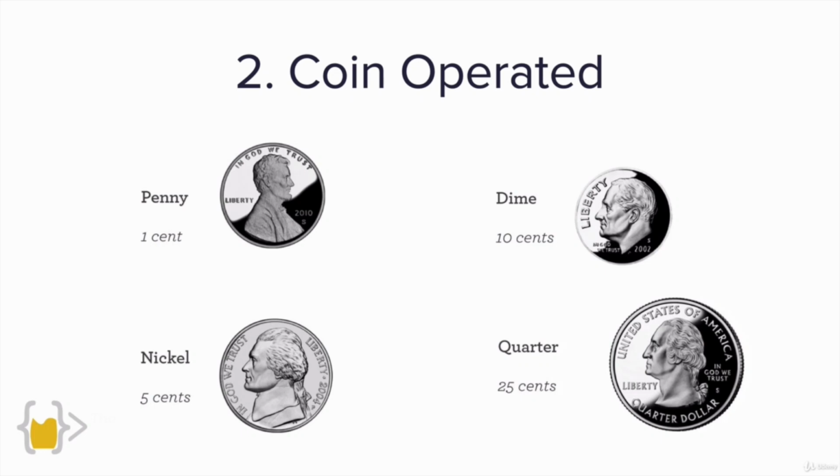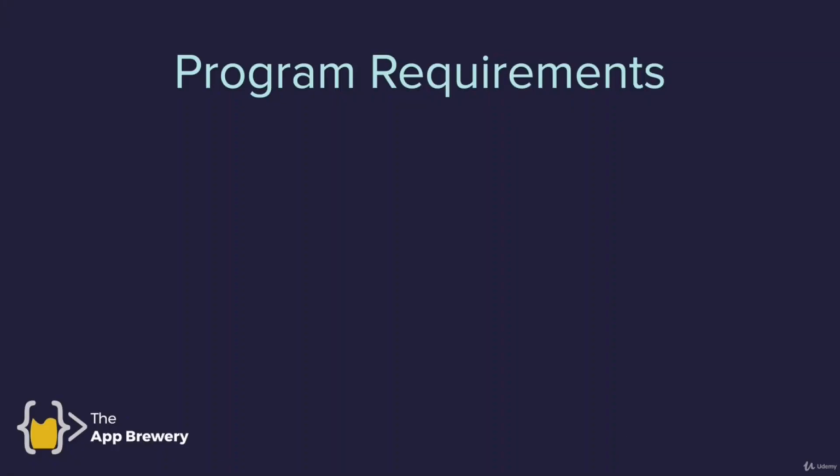Notice what each of these coins are worth. The penny is worth a cent, the nickel worth 5 cents, and the dime 10 cents, and the quarter is a quarter of a dollar. These represented in decimal values would look something like this. Now here's the important part. Let's think about what our program requirements are if we break it down.